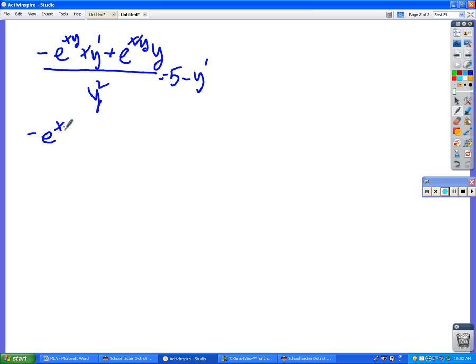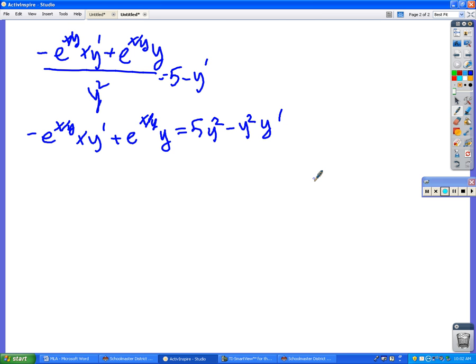So negative e to the x over y times x y prime plus e to the x over y equals 5y squared minus y squared y prime. Awesome. Now we're almost done. Nope, I just multiplied by y squared.